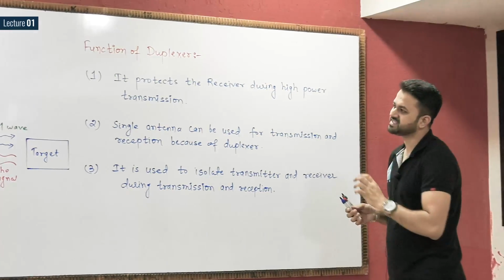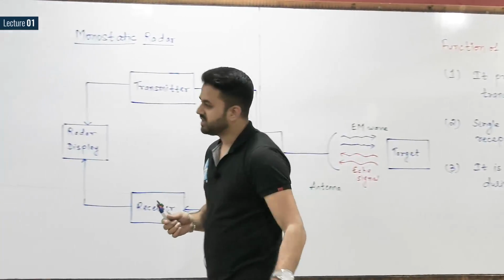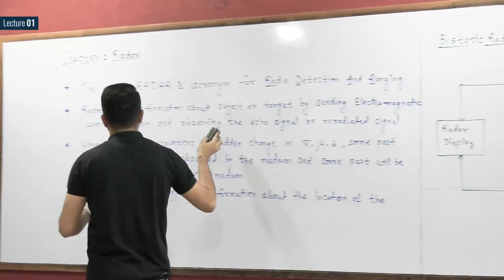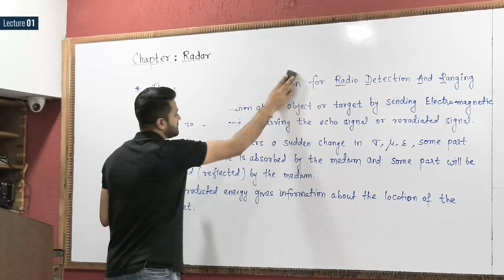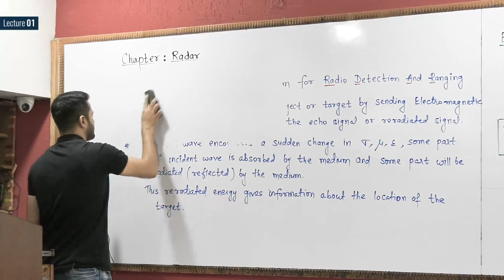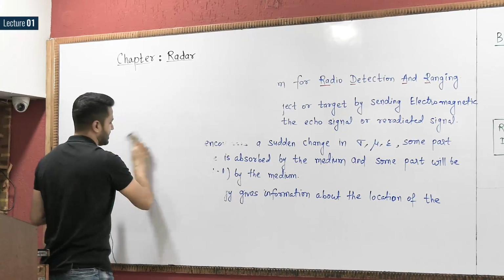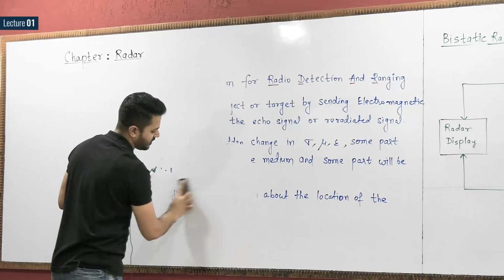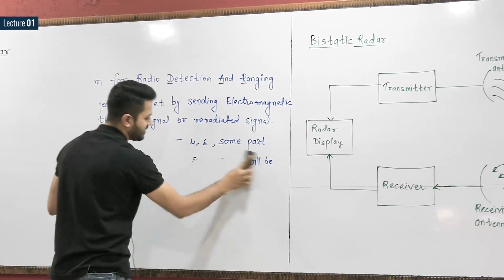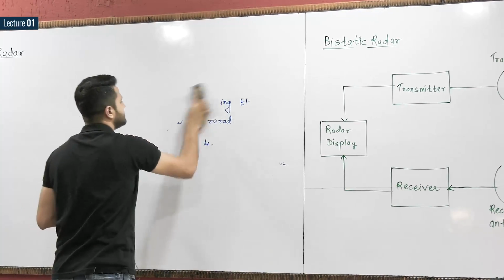So these are the basics regarding the radar system. There are a few radar systems, bistatic and monostatic, and these are the block diagrams of bistatic and monostatic. There are many different types that can be studied, but it is not important from the GATE point of view. Next we will see how to calculate the distance or the location of the target in the radar system, and also the frequency which is used in the radar system.